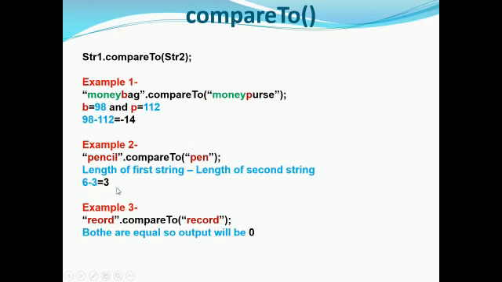The answer will be 3. In the third example, this is record, R-E-C-O-R-D, compared to record. Both strings are the same, record and record. So the answer is that both are equal, and the output will be 0. If both strings are equal, then the answer will be 0.